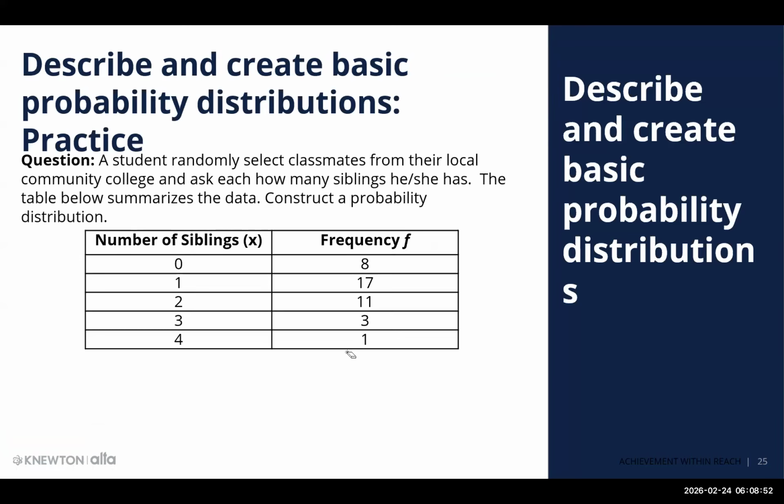A student randomly selects classmates from their local community college and asks each how many siblings he or she has. The table below summarizes the data. Construct a probability distribution. So all we have to do here is list probabilities. So this would be 8 out of, we have to find out how many total there are. So 8, 17, 11, 3, 1.